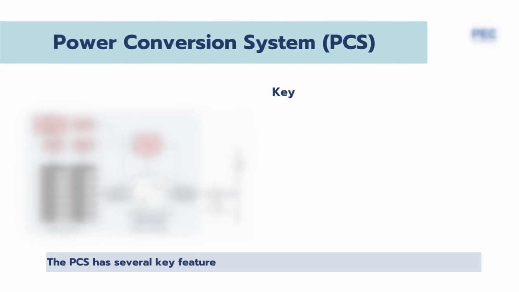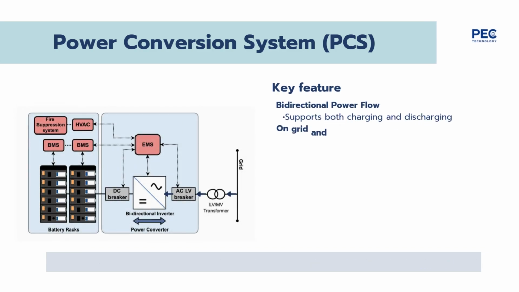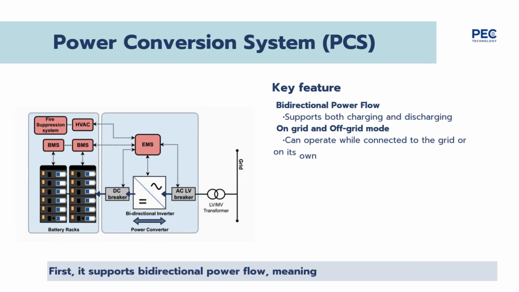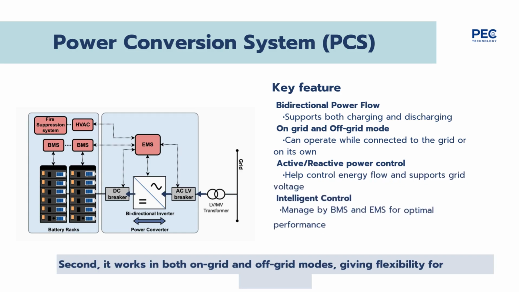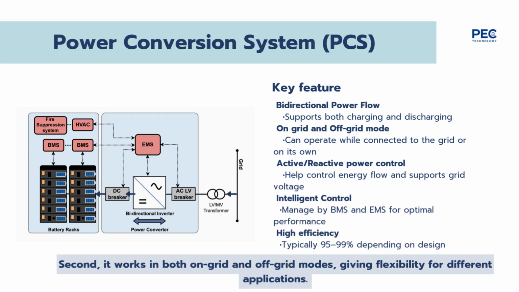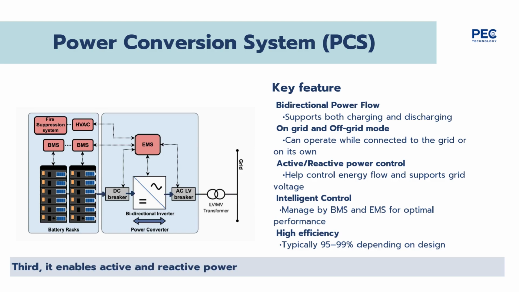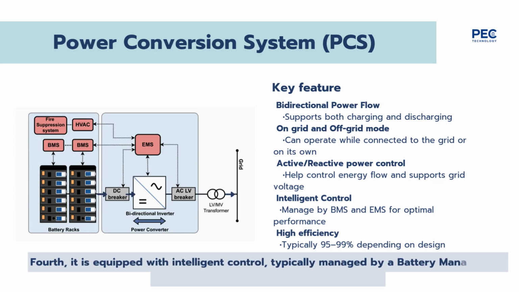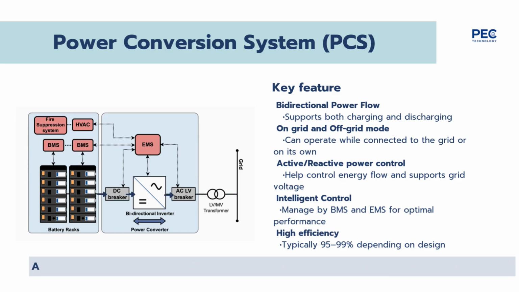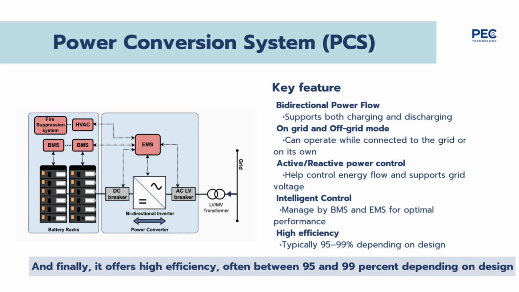Now, the PCS has several key features that make it essential in modern energy systems. First, it supports bidirectional power flow, meaning it can both charge and discharge. Second, it works in both on-grid and off-grid modes, giving flexibility for different applications. Third, it enables active and reactive power control, helping stabilize voltage and energy flow. Fourth, it is equipped with intelligent control, typically managed by a battery management system and an energy management system. And finally, it offers high efficiency, often between 95 and 99% depending on design.